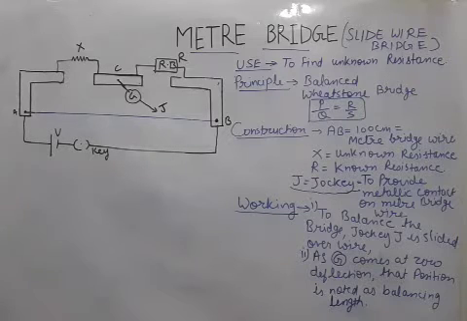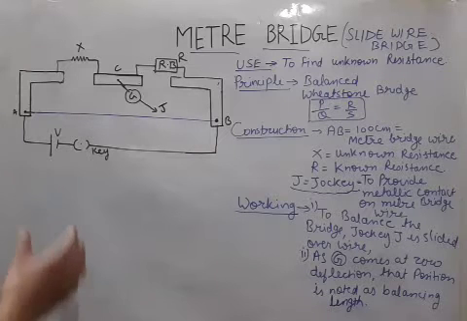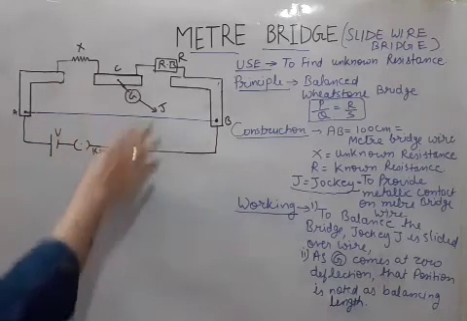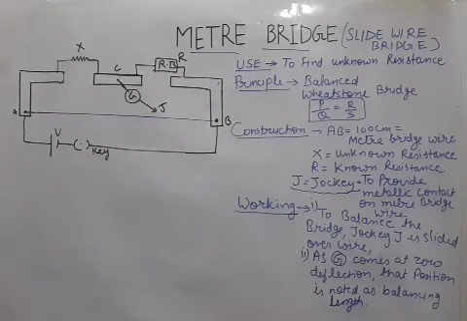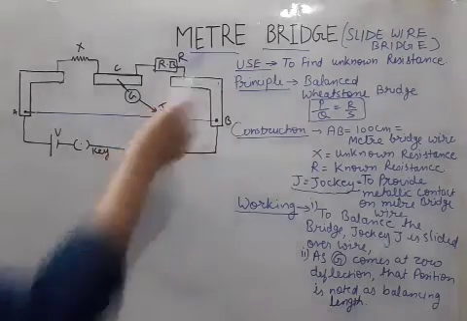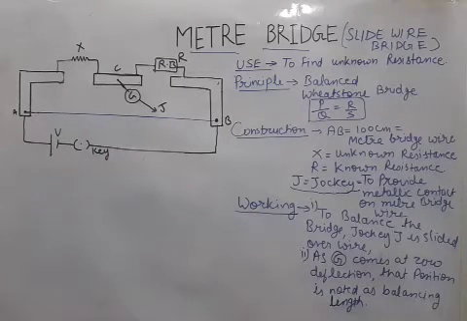Today we are going to start the practical application of the Wheatstone bridge, and the name of this bridge is meter bridge. Okay, so how do we implement the Wheatstone bridge in the practicals? That is called meter bridge. This type of apparatus is called meter bridge. It is set up so that we can find the value of unknown resistance. The details of the meter bridge we are going to discuss in this video.